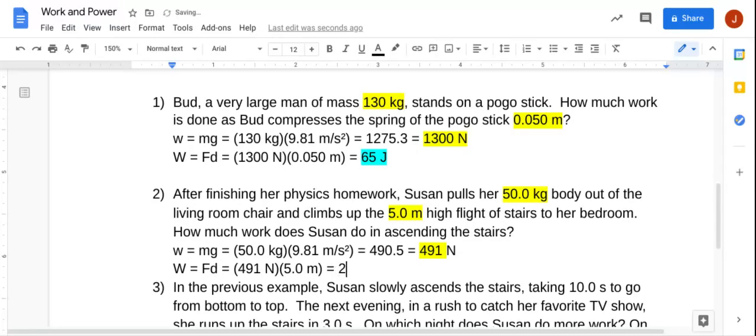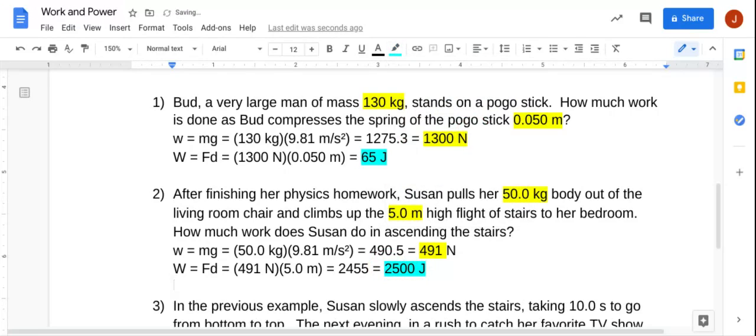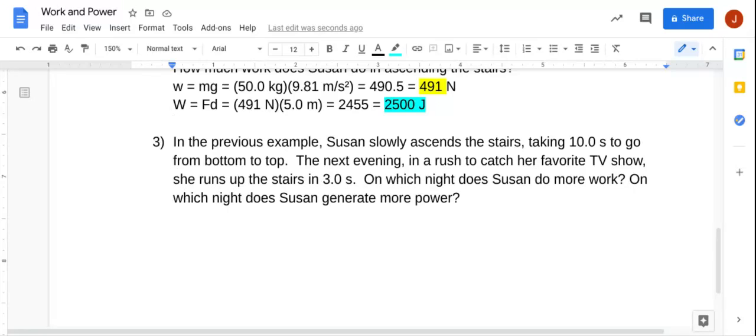My answer is 2,455. Going off my problem here, I need 2 sig figs, so my final answer is going to be 2,500 joules. So I'm going to highlight this blue again. It's our final answer. This actually ties in with the problem we just did.